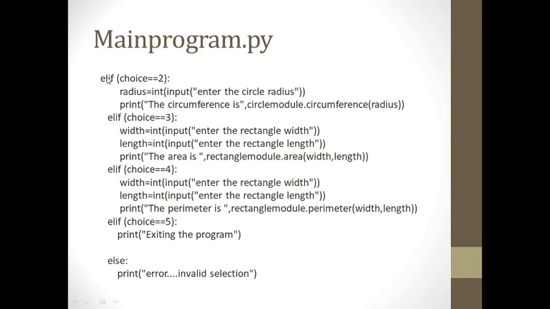Then we have used if elif statement for the choice. If the user has input the choice 2, then circumference of circle will be calculated using circle module. If choice equals 3, then rectangle module is called and area of rectangle is calculated. If choice equals 4, then we have created perimeter of a rectangle, and rectangle module is called here. If choice is 5, then it will print exiting the program. Otherwise, if any choice is entered apart from 1 to 5, then it will print error, invalid selection.